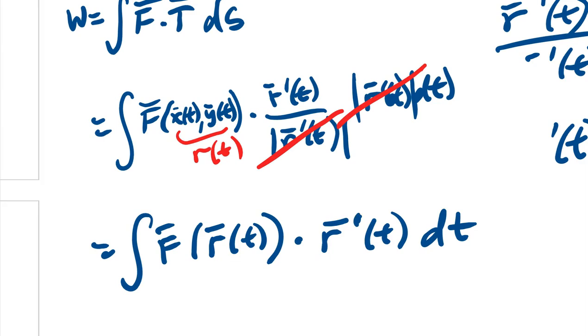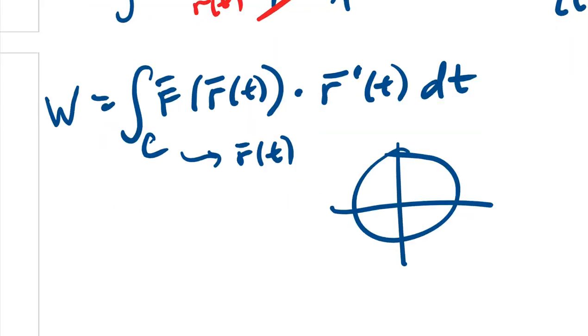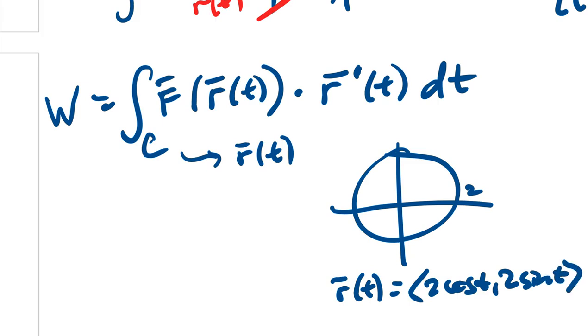All right, so this is one application. It's the work done by a force field on a particle going along a path C, where C is parameterized by r of t. So C could be a circle, and then r of t, let's say it's a circle of radius 2, would be 2 cosine t, 2 sine t. All right, so let's do an example of this.